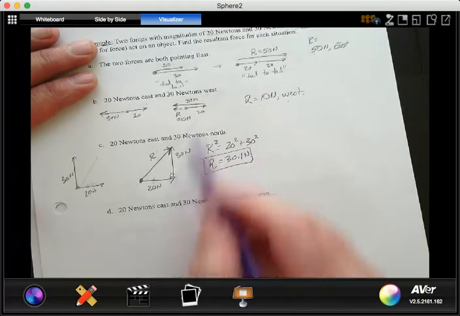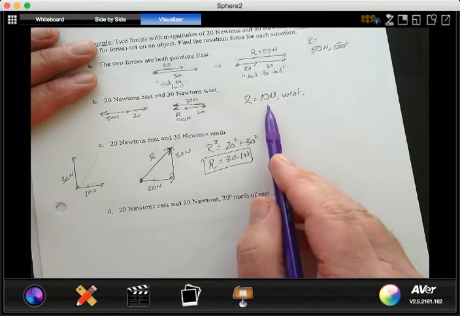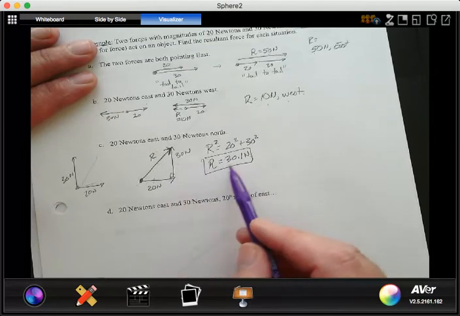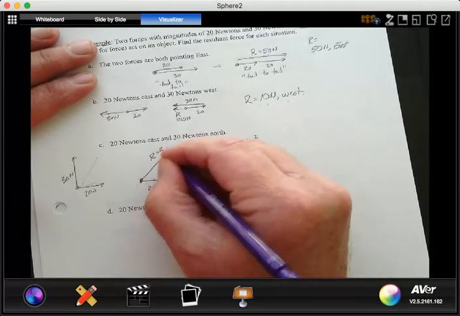And that sort of makes sense. When they're working together, I get 50. When they're working against each other, I get 10. Well, this resultant, they're not working together to give me a total of 50, but it's bigger than 10. Okay, so there is my resultant.